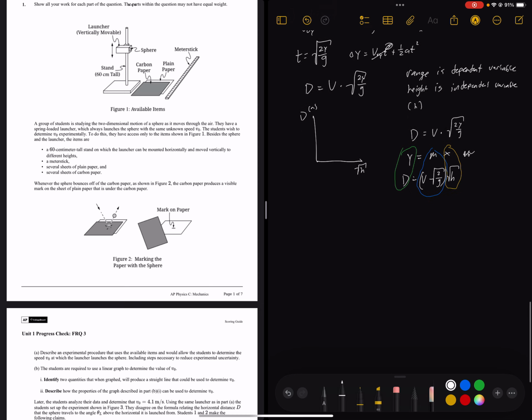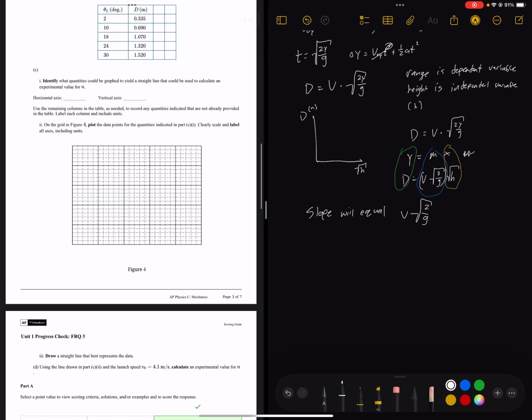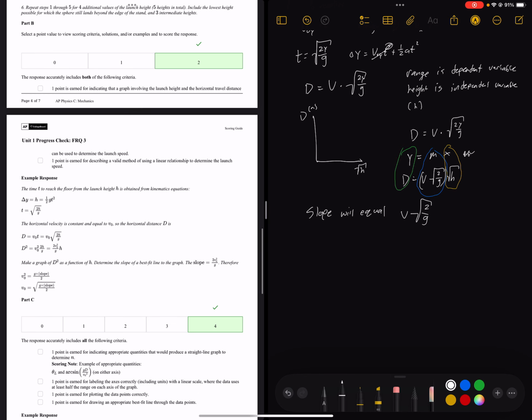All right, so then the slope will equal v times the square root of 2 over g. I think they set it up different in the scoring guideline. I think they graphed d squared in the vertical, and h on the horizontal. Regardless, you're going to get the same answer, right? Regardless of how you set it up.